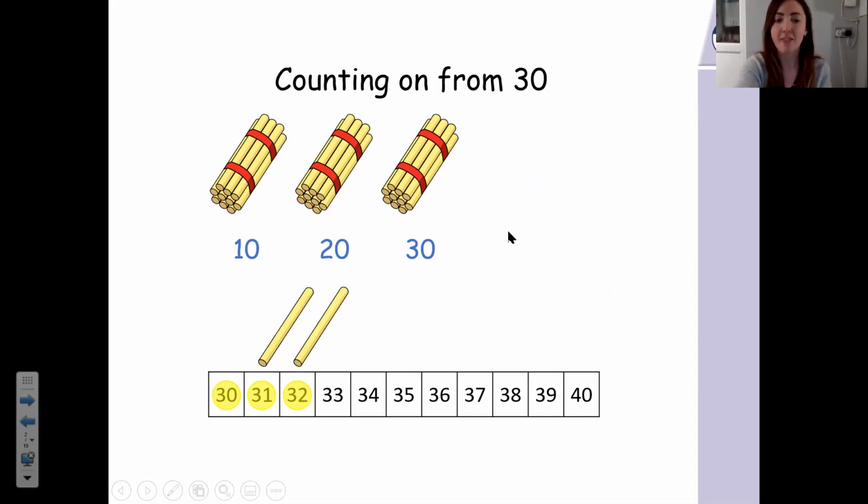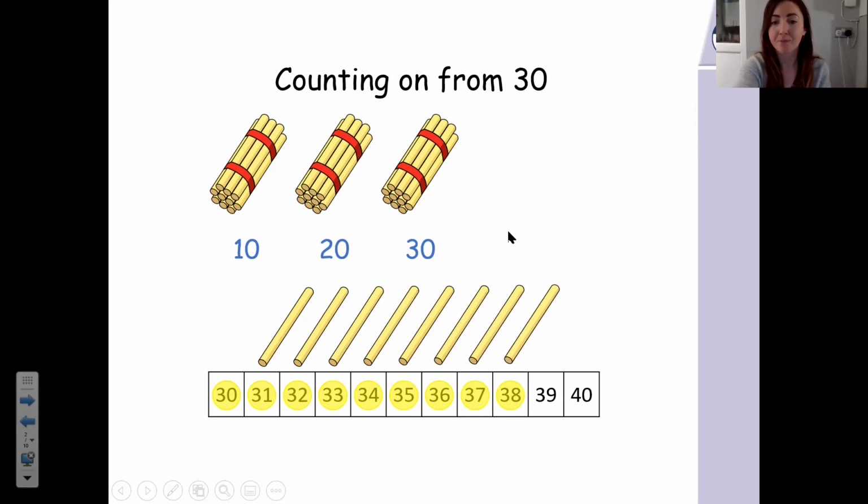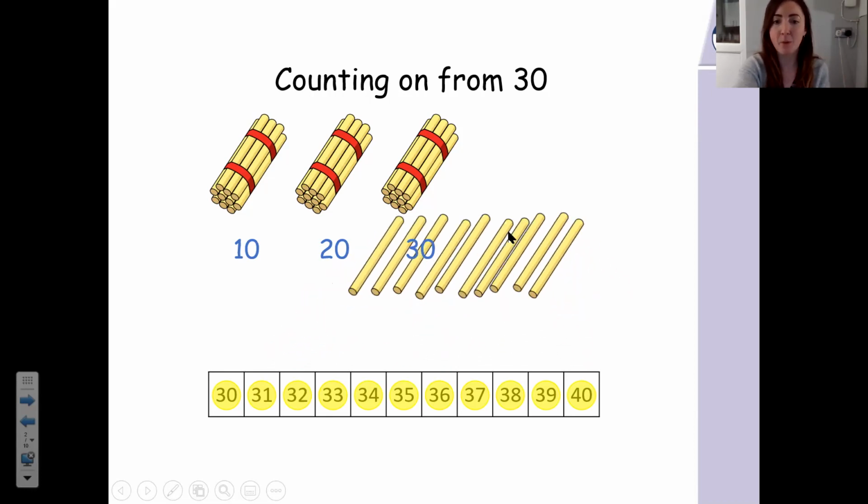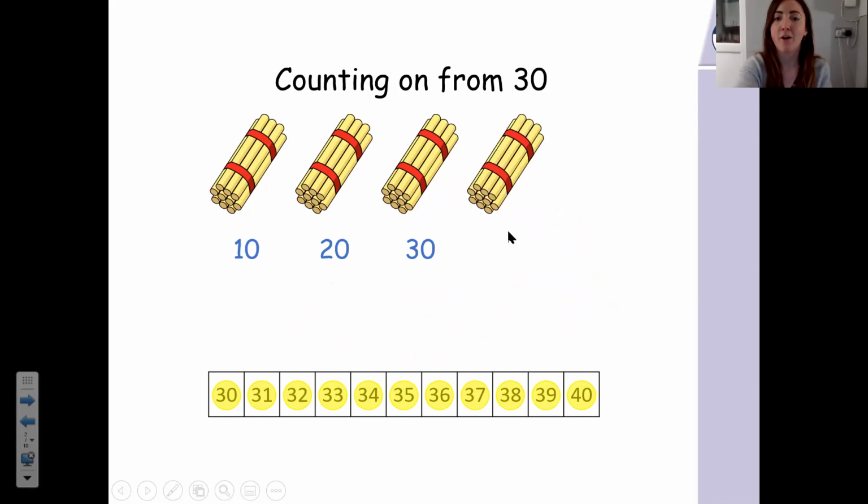31, 32, 33, 34, 35, 36, 37, 38, 39, 40. So we've added 10 more straws. So 30 and 10 more is 40. There's our other bundle of straws.